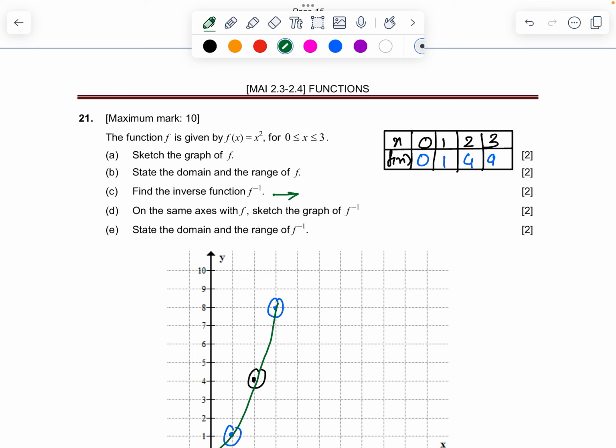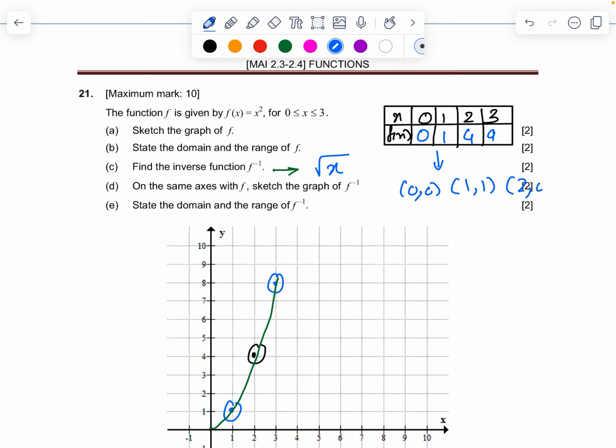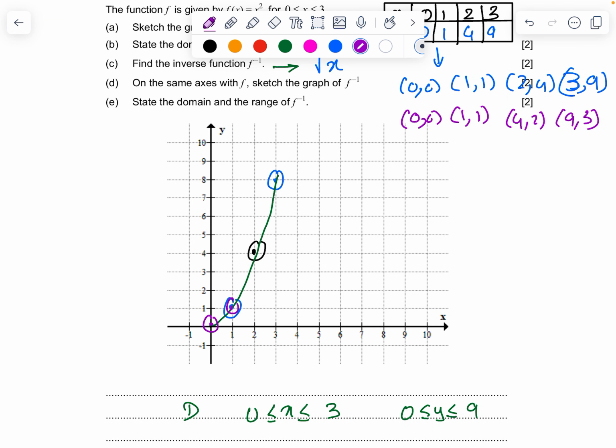Find the f inverse of x. Just now we learned x squared becomes square root of x. Draw the graphs of the same. So from the table, the points were 0, 0, 1, 1, 2, 4 and 3, 9. This is for f. So f inverse will become 0, 0, 1, 1, 4, 2 and 9, 3. So the graph will be in this way.